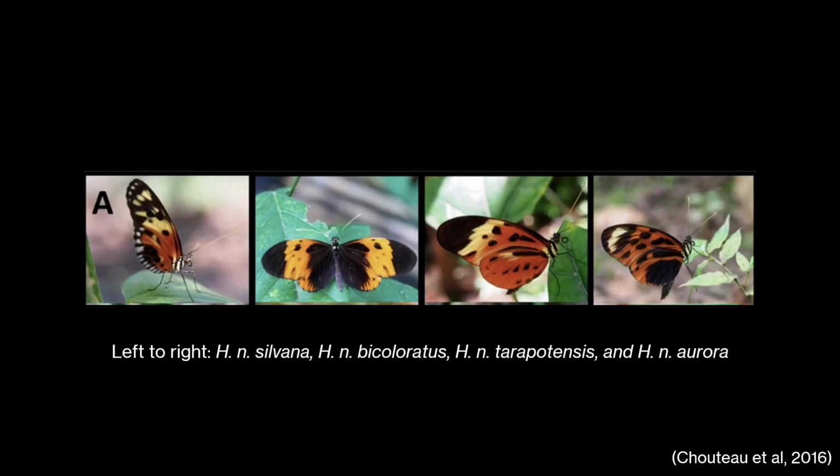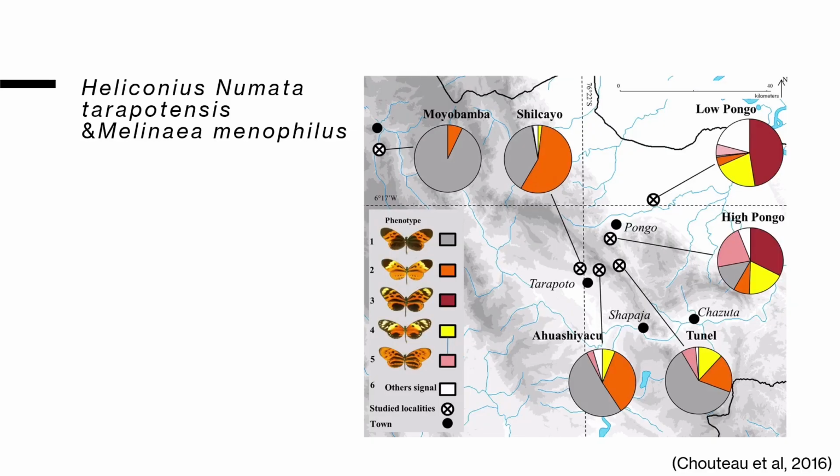Let's go back to the butterflies we started the video with. These tiger butterfly patterns serve as warning signals to predators, and butterflies with more common warning signals are best protected. For example, the wing pattern on the Heliconius numata tarapotensis and Melinaea menophilus, or phenotype 2, is highly protected in these two localities where it is abundant. However, only 10 kilometers away in High Pongo and Low Pongo it is strongly attacked.